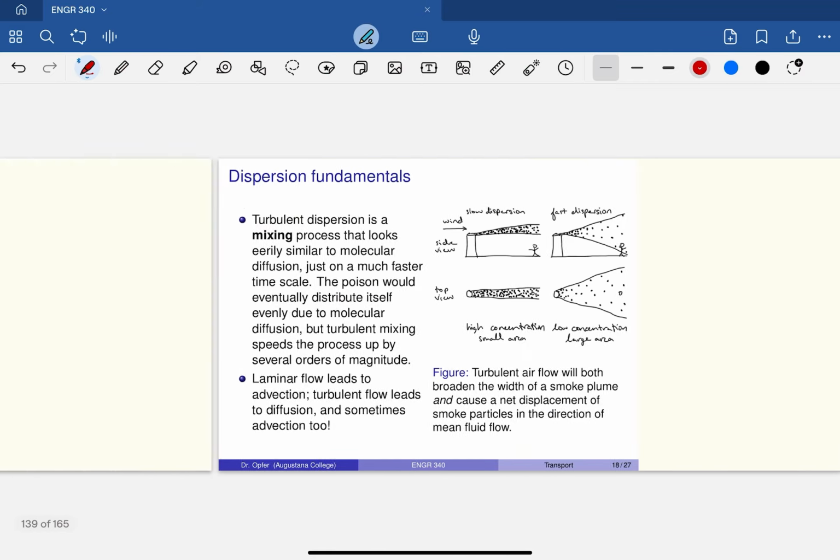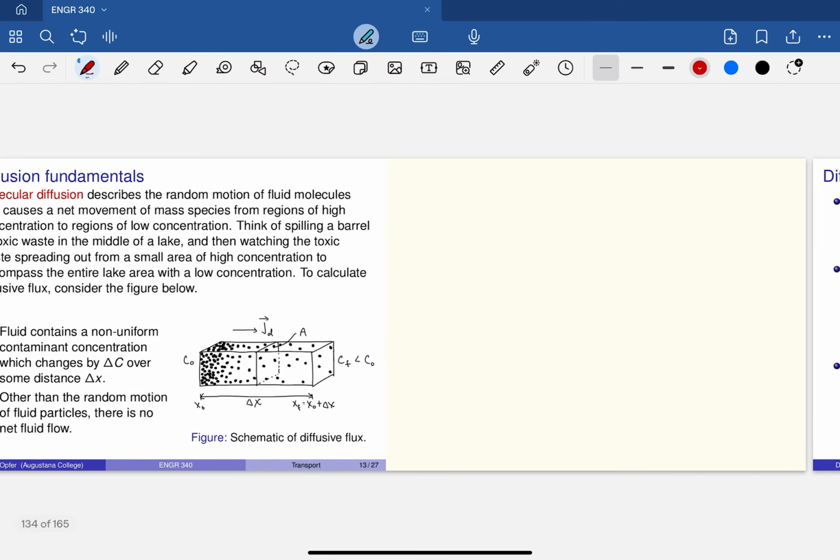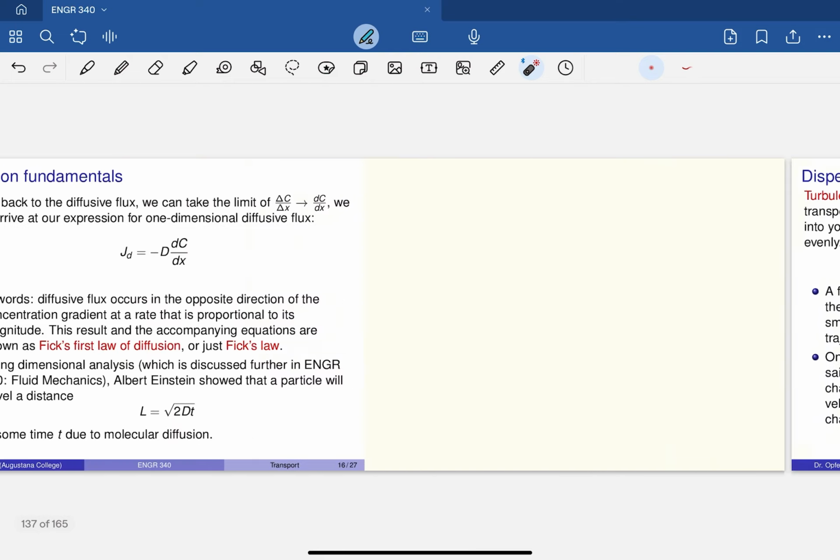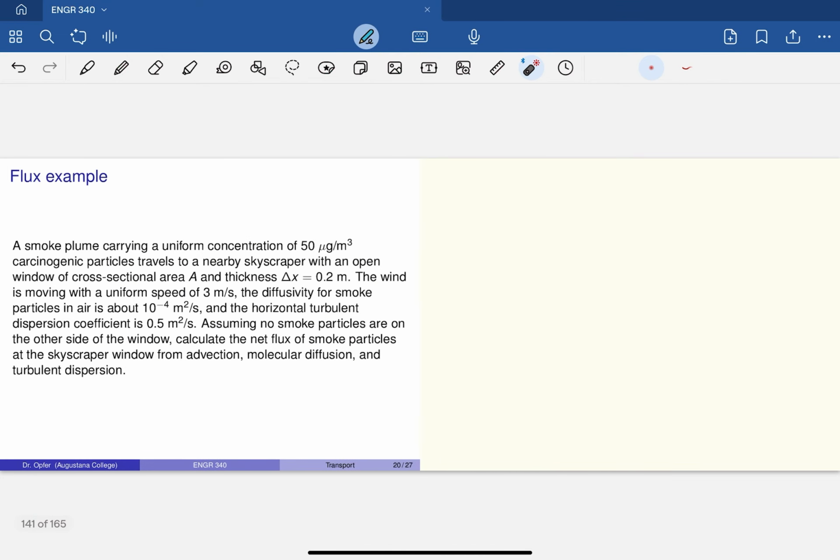To do this, we just need to find all our expressions for each of these different fluxes. So our advective flux in one dimension is just our concentration times our velocity. So all we have to do to find the advective flux is multiply these two quantities, which is fairly easy to do in one dimension.